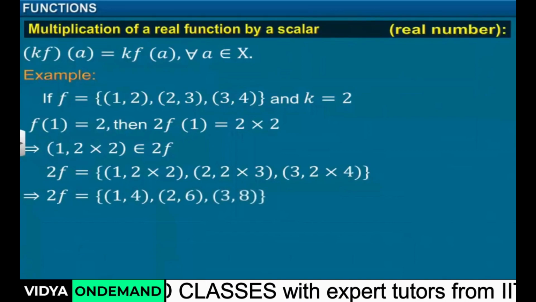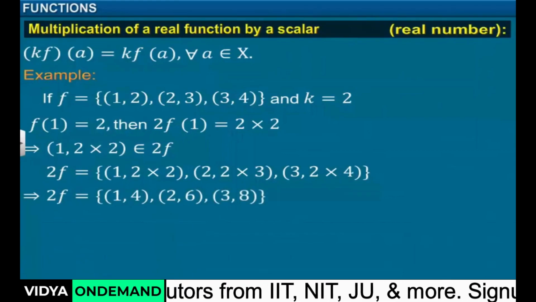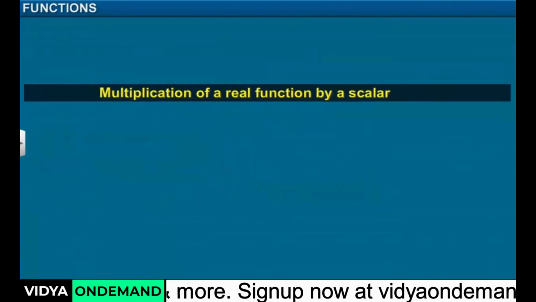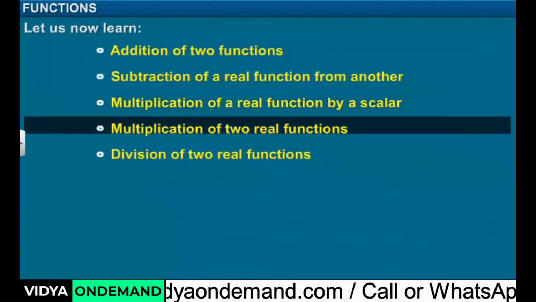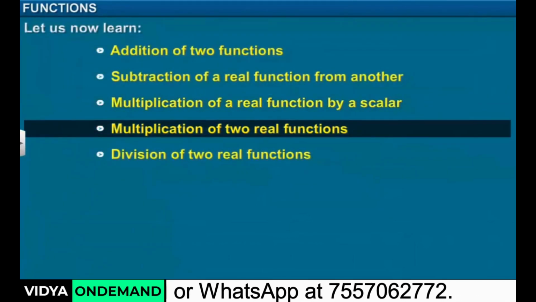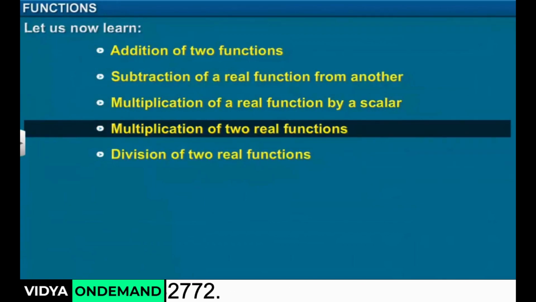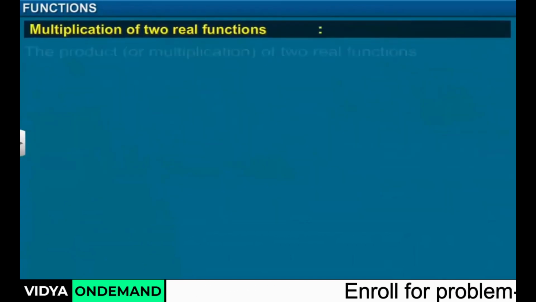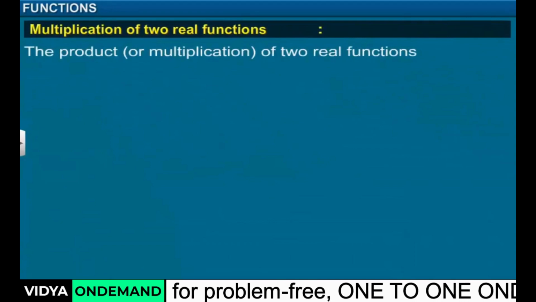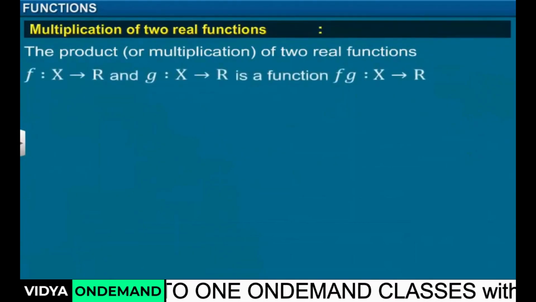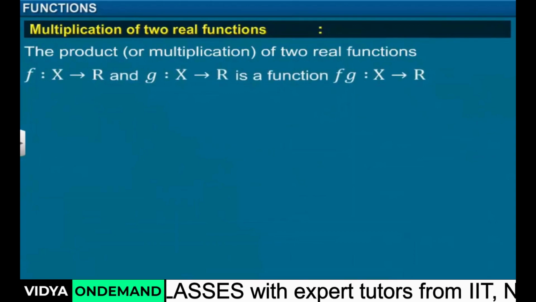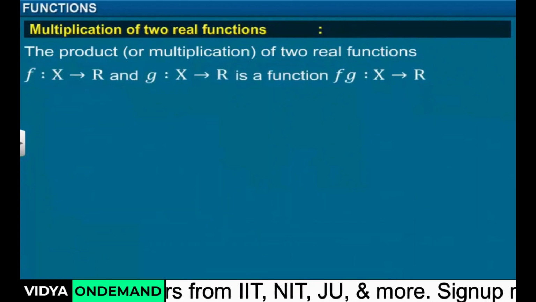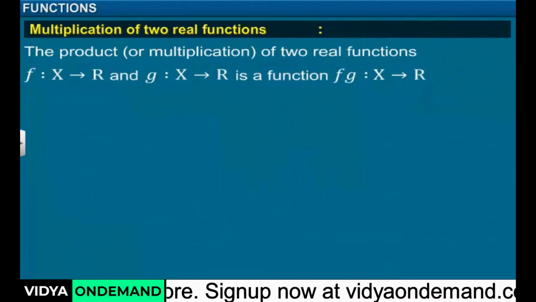Let's now learn the multiplication of two real functions. The product of two real functions f and g from X to R, where X is a subset of R, is a function fg from X to R defined by fg of a is equal to f of a multiplied by g of a for all a belonging to set X.